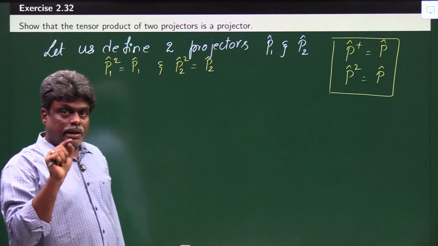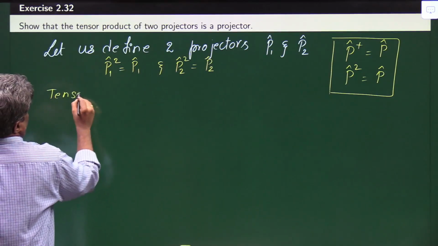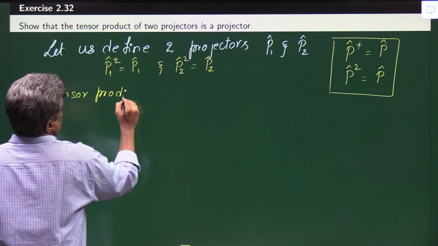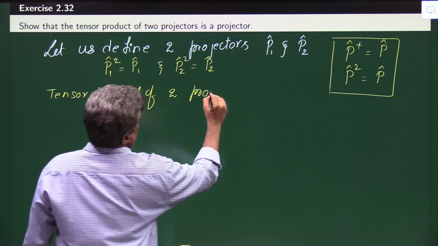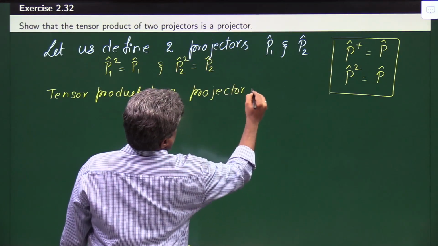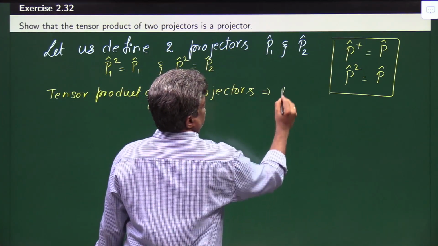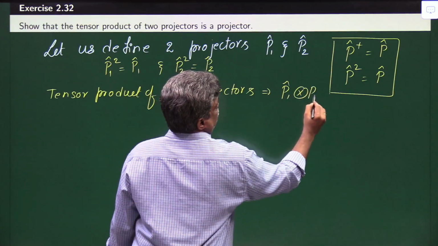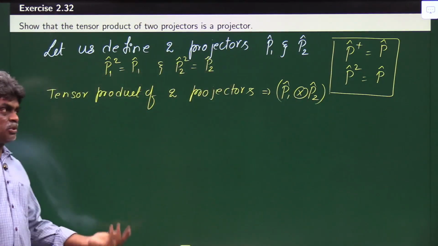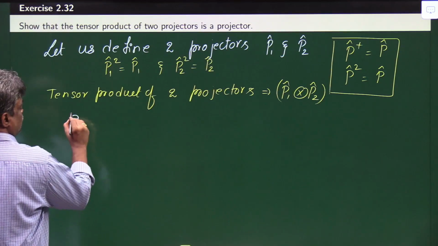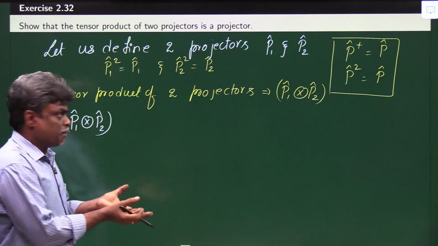Now we are taking the tensor product of these two projection operators, the tensor product of two projectors. What is that? Just we can write it as P1 cap tensor P2 cap. Now we have to show that this is also a projector or projection operator. So for that I am taking this P1 cap tensor P2 cap.